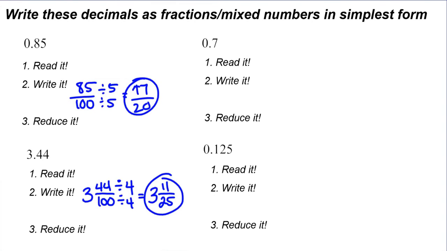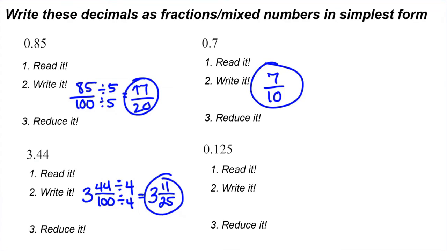Up here we have 0.7, but if you read that correctly, it's 7/10, and actually that is already in simplest form, since nothing divides 7 that divides 10 as well. So there's our simplest form, 7/10. We don't have to reduce it.